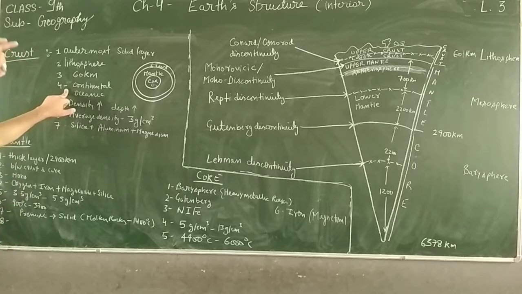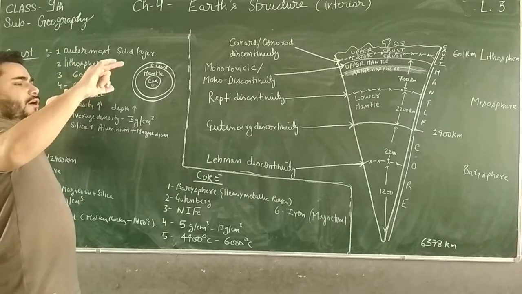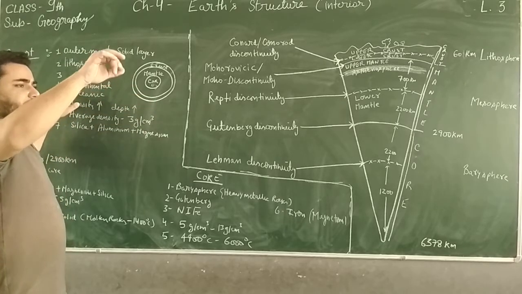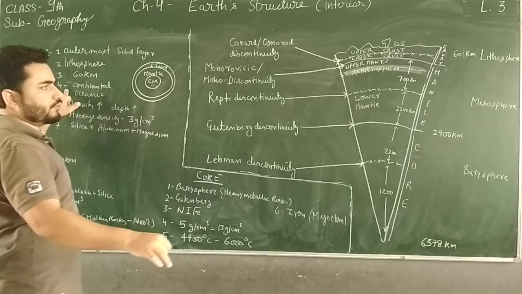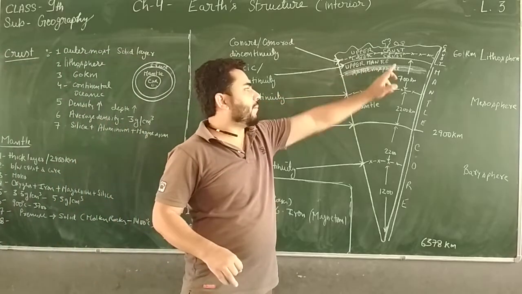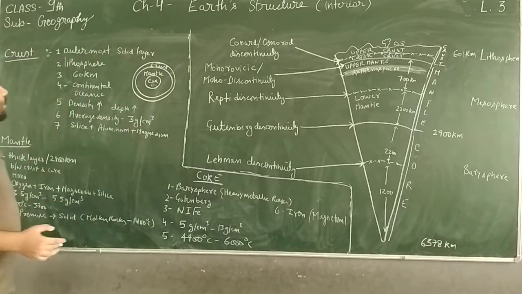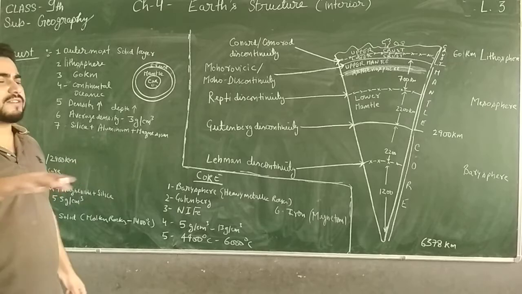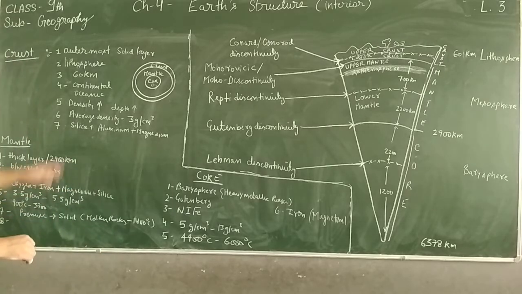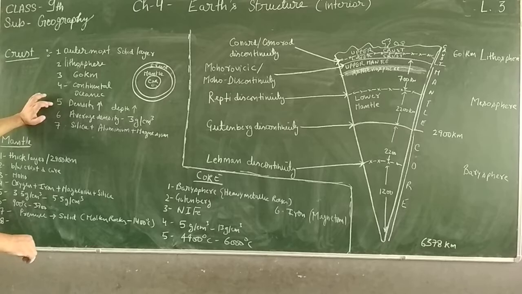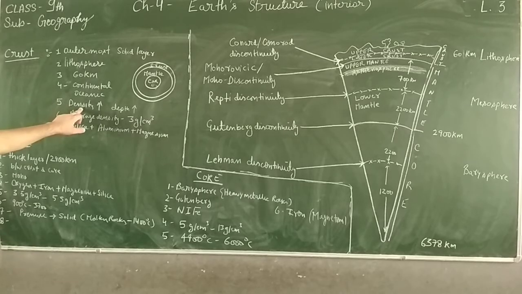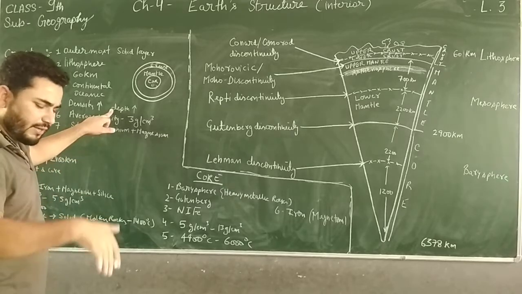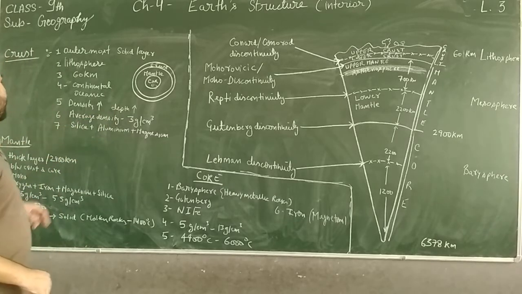Continental crust means the crust of the earth which is on the dry land, like we are here. That, starting from this region to the starting of the mantle, can be called continental crust. And oceanic crust is the crust which starts from the sea floor, seabeds. Then the density of crust increases with increase in depth. As you keep going downside, the density of crust will keep increasing, right?